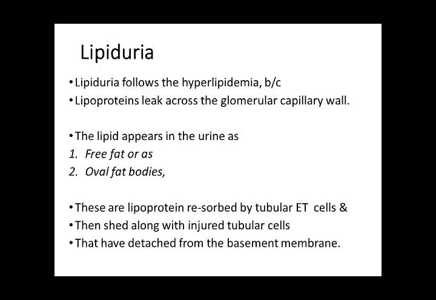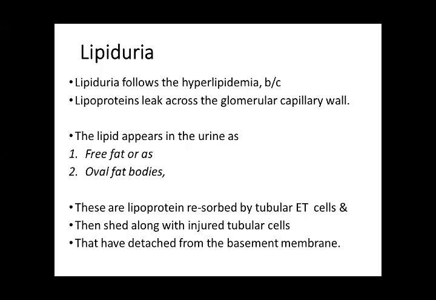Lipiduria follows hyperlipidemia because lipoprotein leaks across the glomerular capillary wall. Lipids appear in the urine as free fat or as oval fat bodies. Lipiduria follows hyperlipidemia, that is easy to understand. And when they fall off in the urine, they take up a certain shape. The lipoproteins are either reabsorbed in the tubular epithelial cells and then shed along with the tubular cells that have detached from the basement membrane.